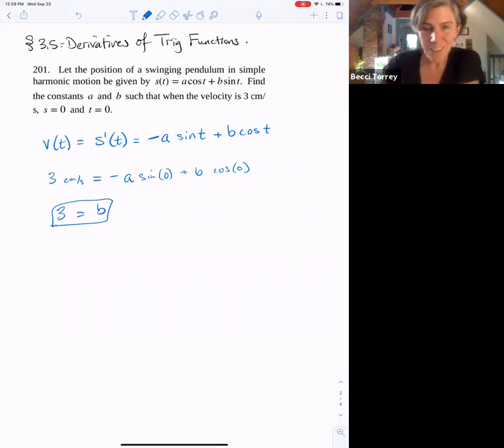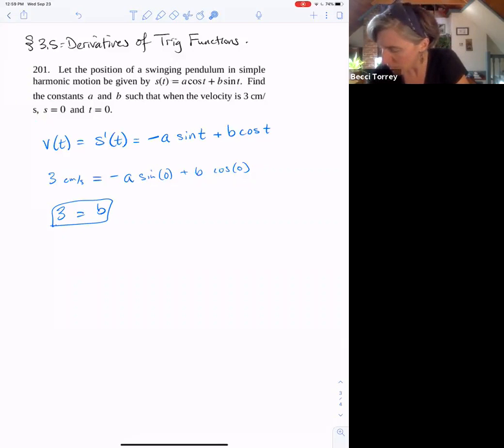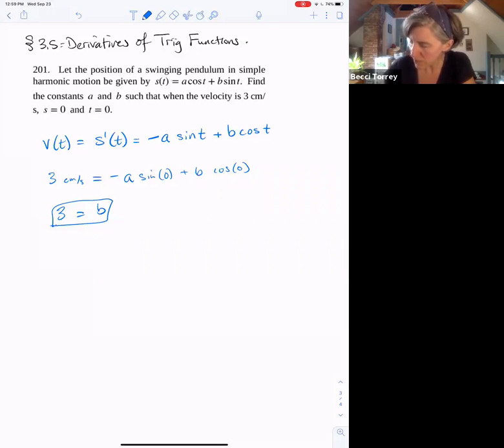And then we need to find another number, a. We've already used this velocity information, but they've also told us, so we have to go back, what other information do we have? They've also told us that when the velocity is 3 centimeters per second, s is equal to 0 and t is equal to 0. So we also know that s is equal to 0 at the same time. So we can go back to our original function s of t and say, s is equal to 0 when t is 0: a times cosine of 0 plus b times sine of 0.